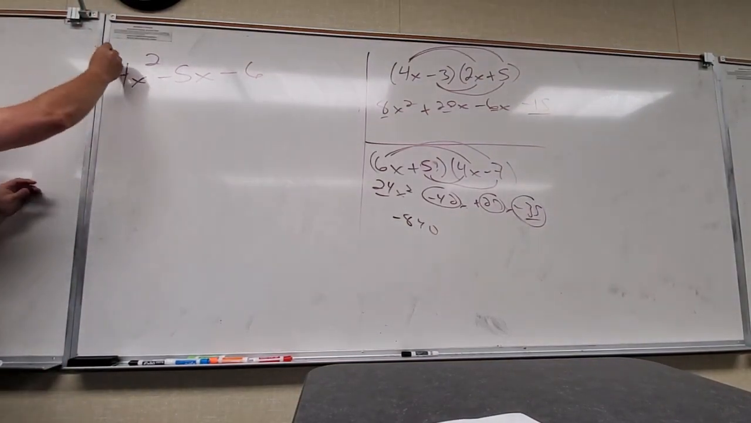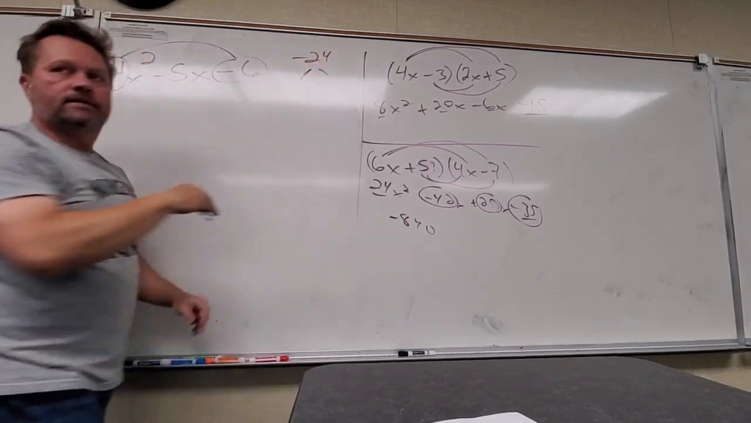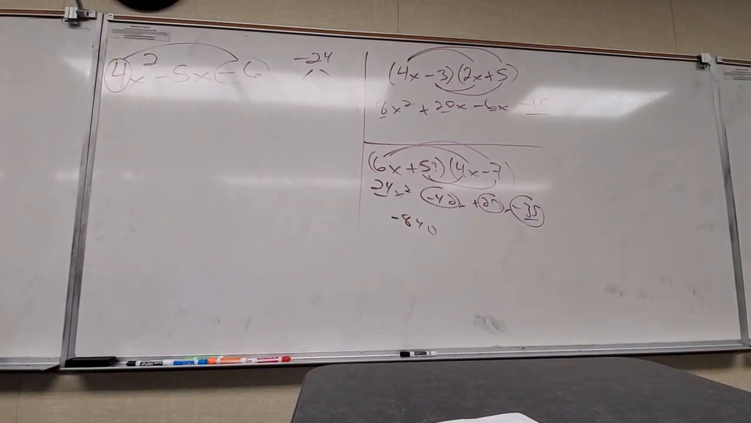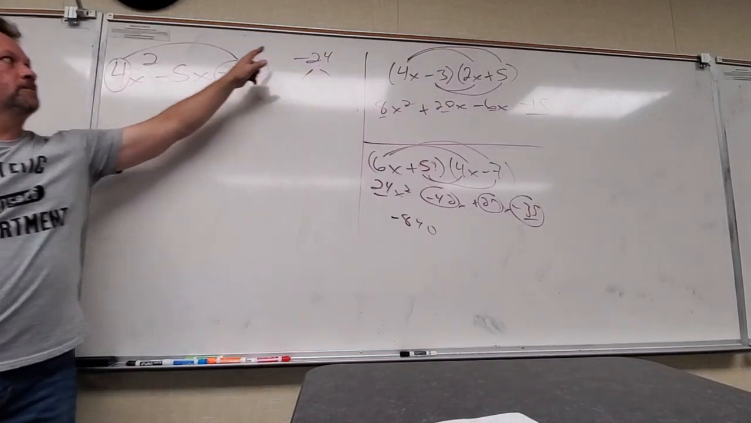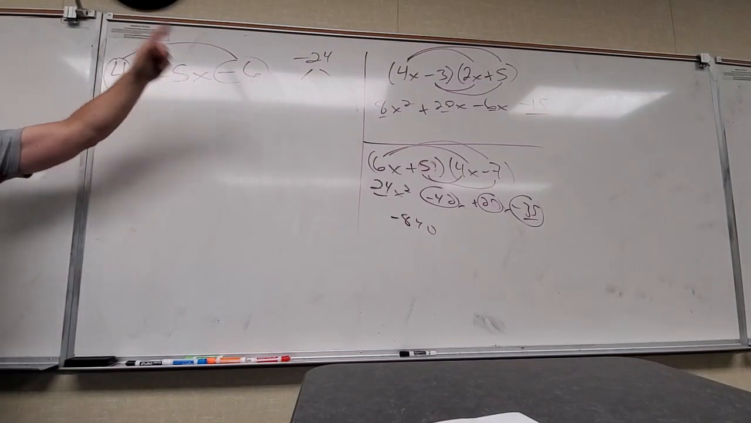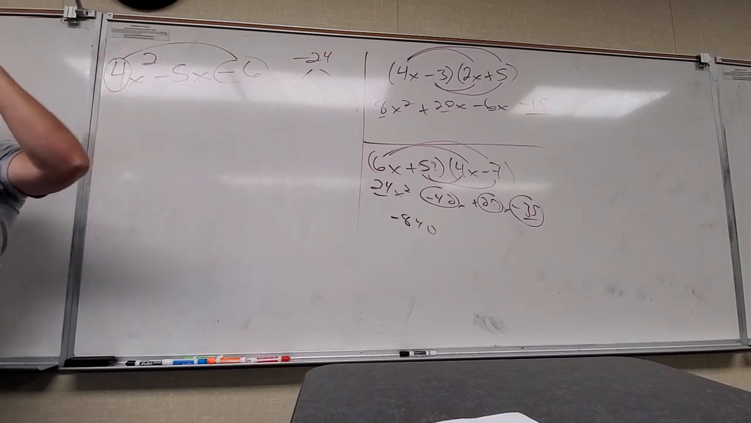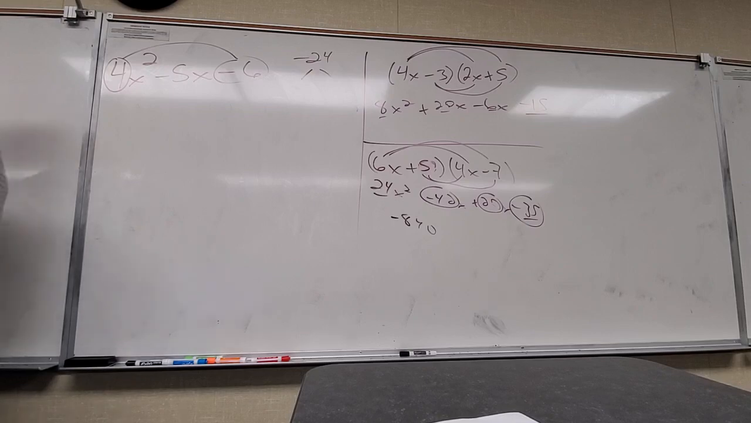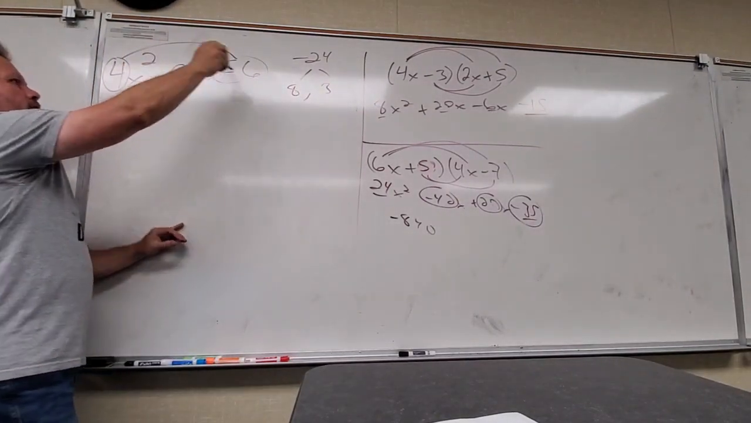So the first thing I do is I take this number times this number. And then it's the same steps. I bring the 4 into account. What two numbers, now it's the same. What two numbers multiply to be negative 24 and add to be negative 5? I need two numbers that multiply to be negative 24 and add to negative 5. 8 and 3. Which one's negative to make it negative 5? Negative 8.